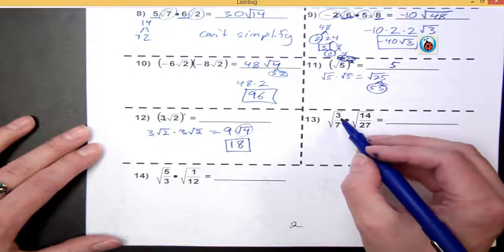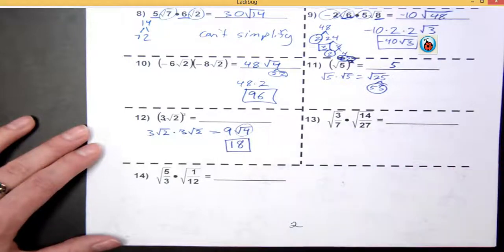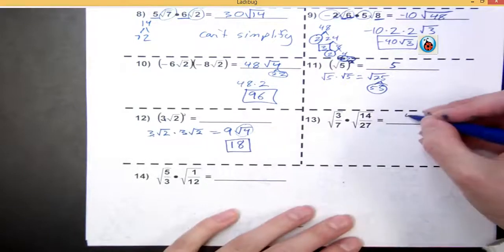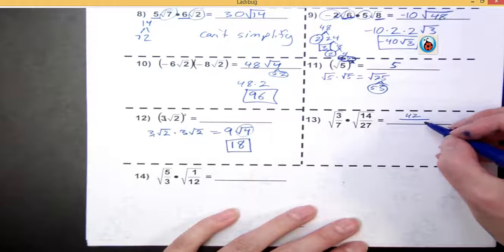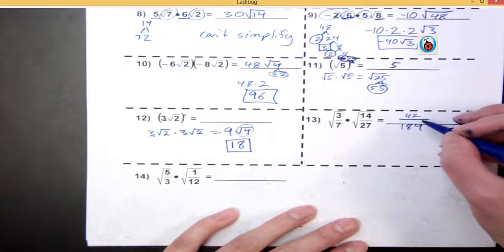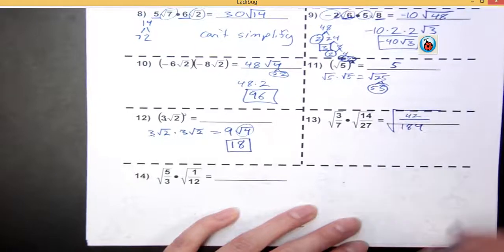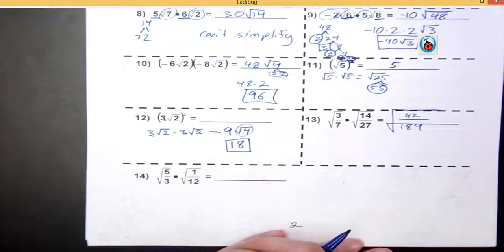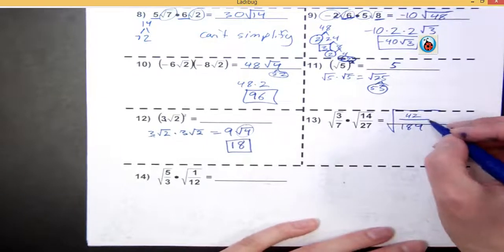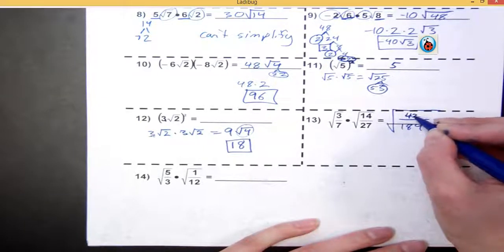Alright, 13. First step, we multiply straight across. So 3 times 14 is 42, and 7 times 27 is 189. And that's of course both in the square root symbol. Now this is actually one that we can reduce. And so this is kind of a challenge problem.